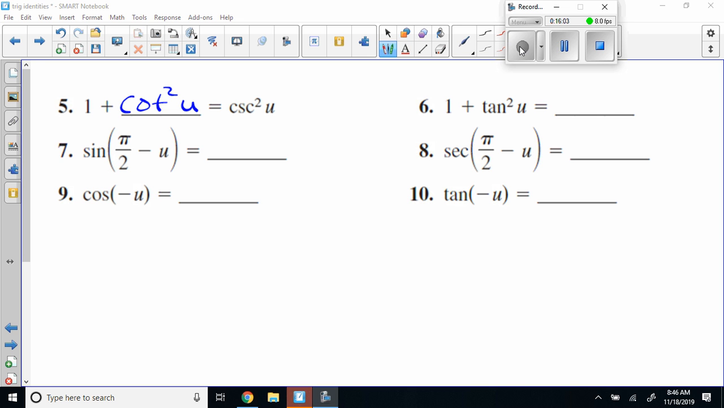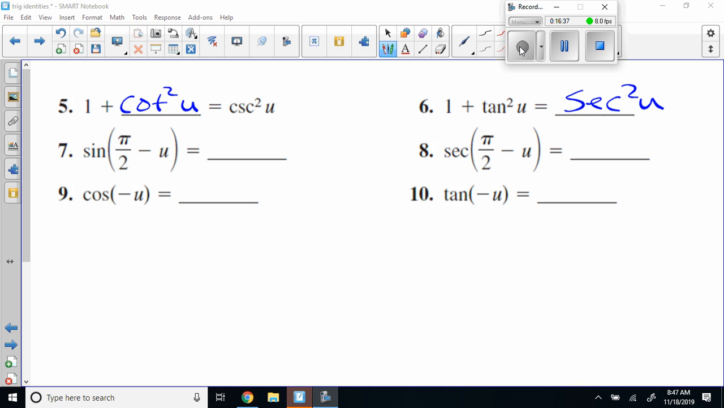No. 1 plus tangent squared u equals what? Okay. Please do not make fun of the trig. One would hate for me to have you write it out instead of abbreviate it because you're being too funny trying to make fun of stuff. So what is this one? Thank you. Secant squared u.